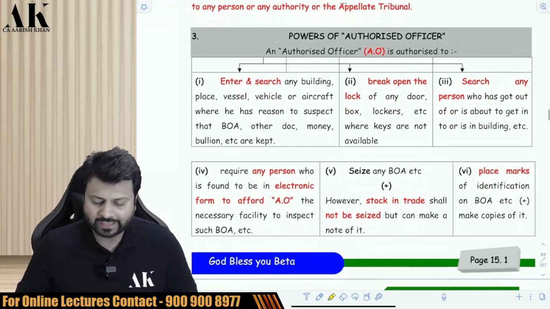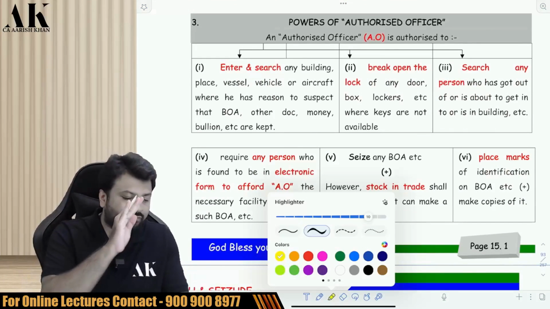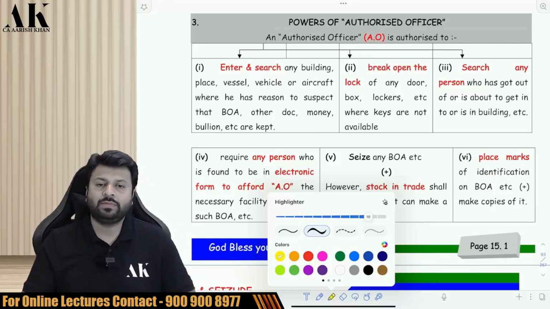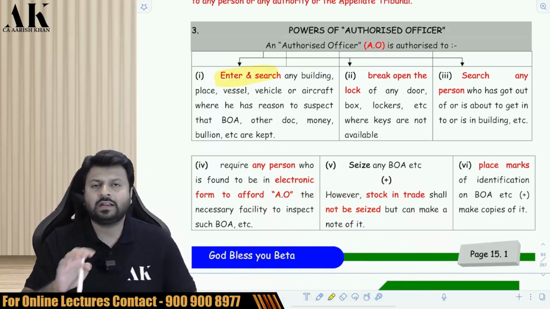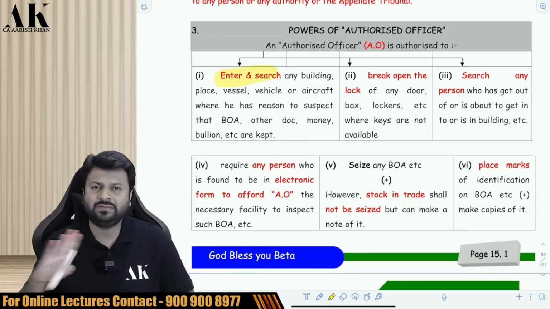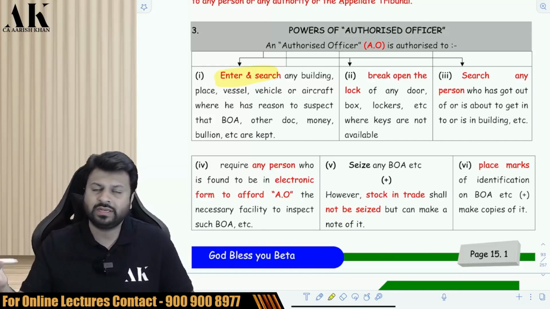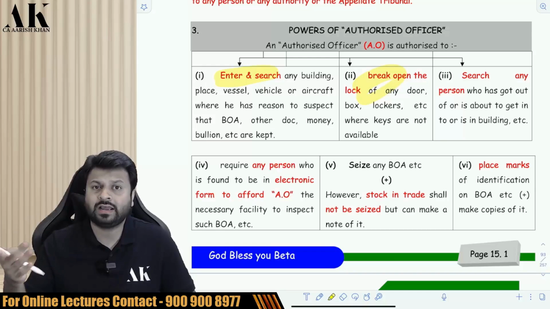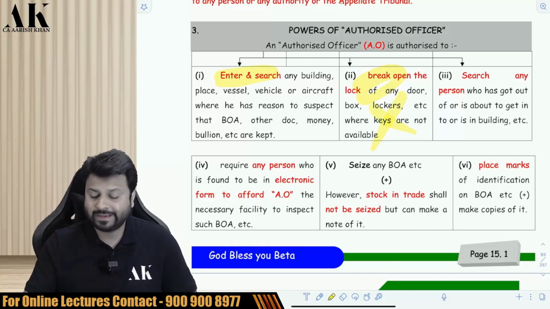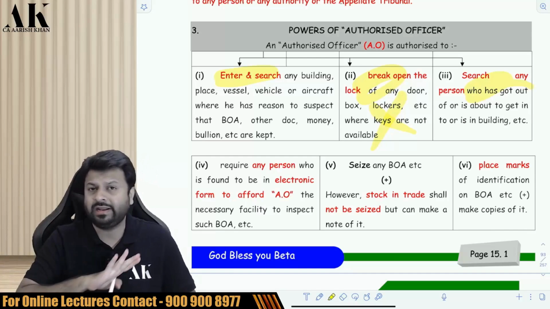Next one, what are the powers of an authorized officer? Once an assessing officer gets the warrant, the officer is called an authorized officer. He can enter and search any building, any place, any vessel, any vehicle, any aircraft where he has reason to suspect that books of accounts, money, bullion, jewelry, etc. are kept. He can even break open the lock of any door, almari, etc. if the keys are not available. He can search any person who is going inside the building, coming outside the building, or already inside the building.